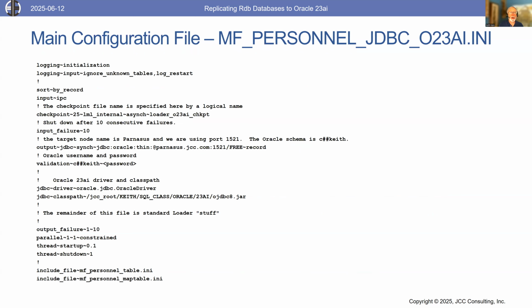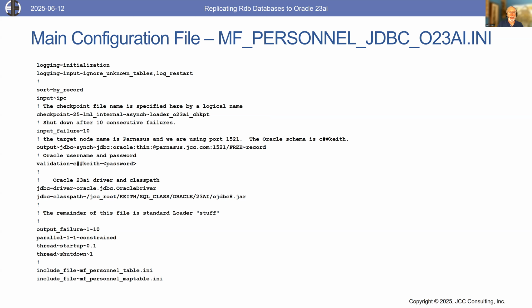Specifying the checkpoint, and what this says is that we're going to checkpoint every 25 source transactions. We're going to shut down if we have 10 consecutive failures. So if we have a failure talking to the target database, we'll retry 10 times.